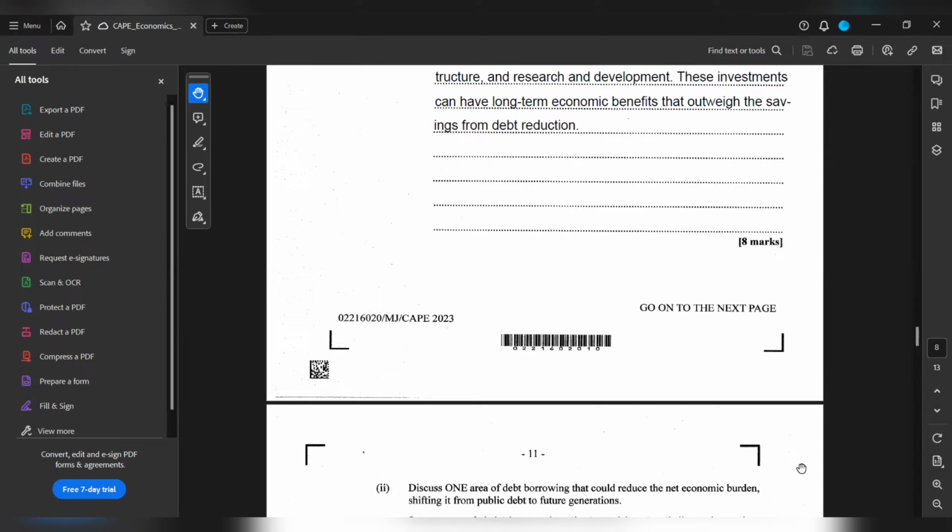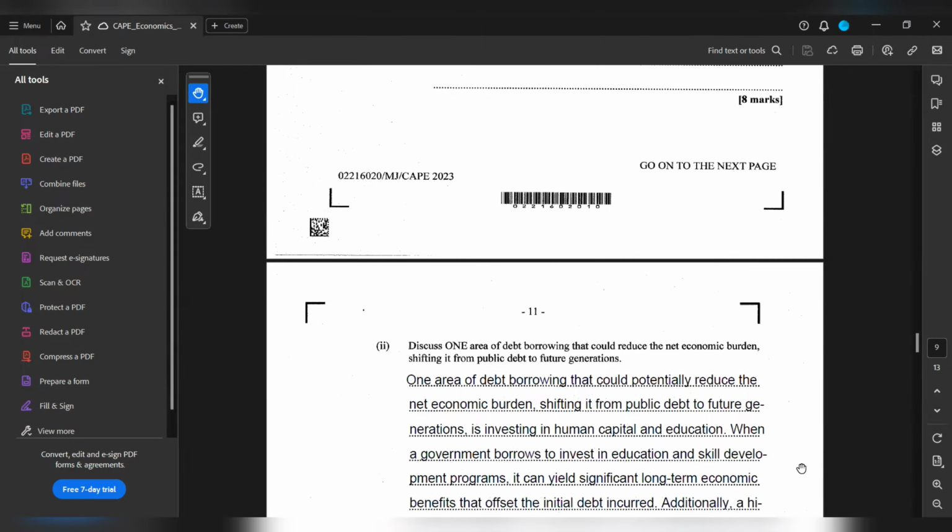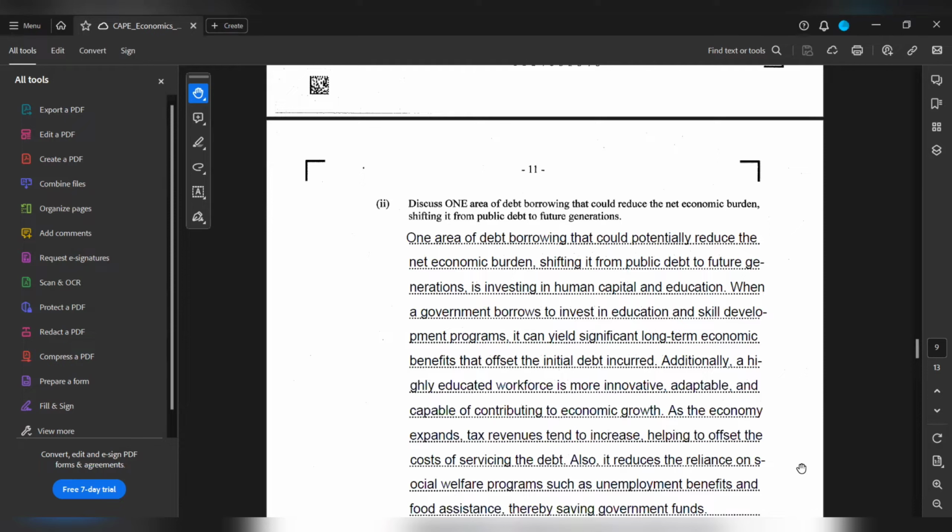Part 2, discuss one area of debt borrowing that could reduce the net economic burden, shifting it from public debt to future generations. One area of debt borrowing that could potentially reduce the net economic burden, shifting it from public debt to future generations, is investment in human capital and education.